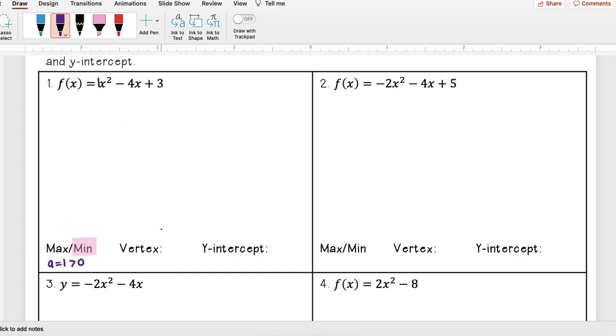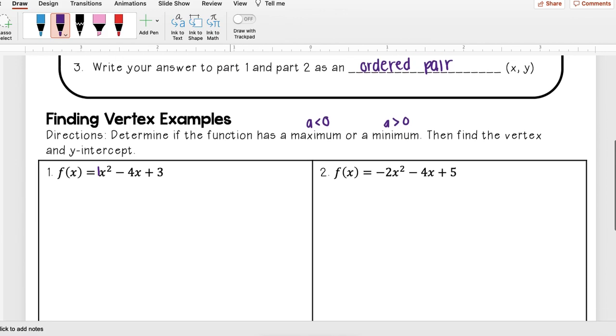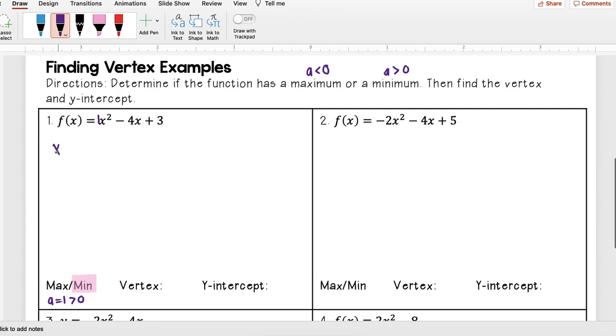Next, I want to find my vertex. My first step is I need to find my AOS, and that is just equal to x equals the opposite of b over 2a. Now I need to plug in my a and my b. Well, I know that my a is just 1, and my b is -4. So I'll have -(-4) over 2 times a, which is just 1. Well, when I have a negative of a negative, that's really just a positive. So I have a +4 over 2 times 1, which is 2. And so I get that x is equal to 2.